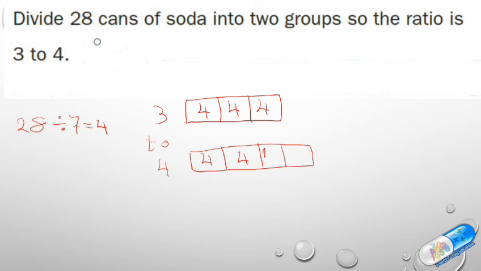This means in the first group we have 4 times 3, which is 12 soda cans, and the other group is 4 times 4, which is 16 soda cans.